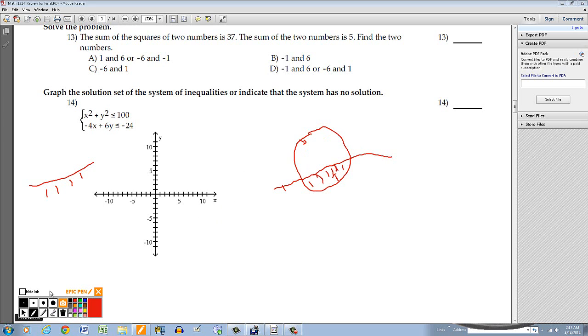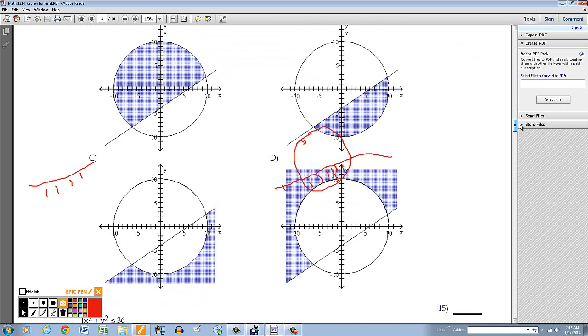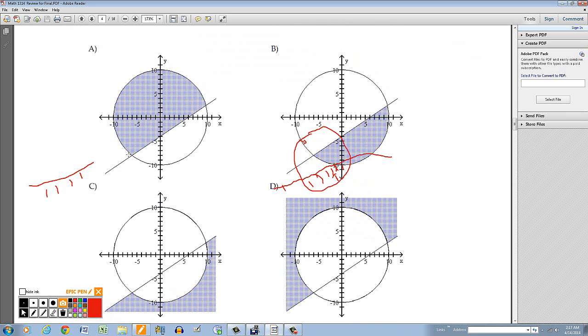So to verify this, let's look at the answers. Okay, so there's the circle, and notice I have the line in the same direction. And B is the one that matches what I did. Okay, so that's your solution. Let me clear this.